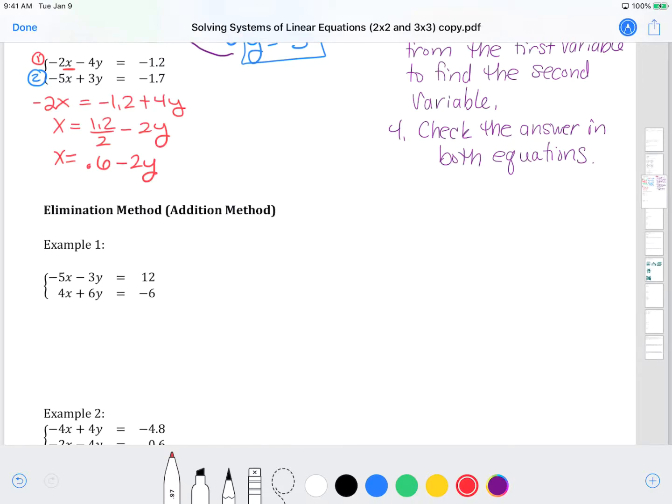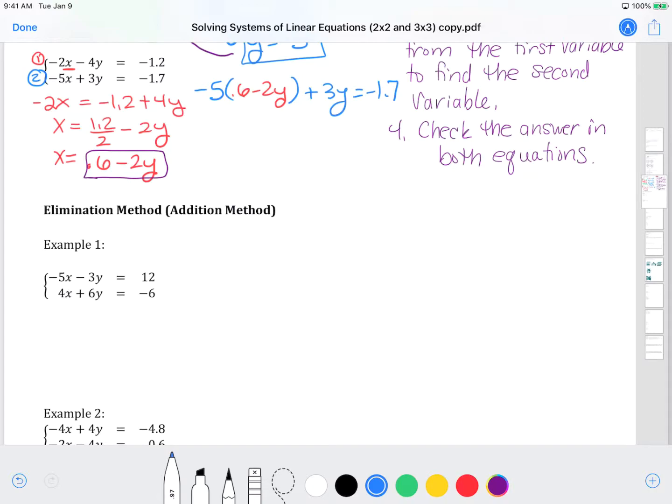Okay, so this is going to be my expression that I'm going to plug in now to my second equation. So my second equation is minus 5, and then I'm going to put in for x my 0.6 minus 2y plus 3y is equal to negative 1.7. And now I have everything in terms of y, and I can solve for y.